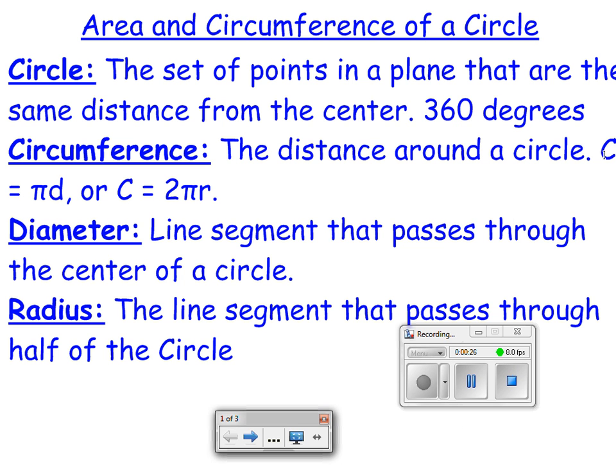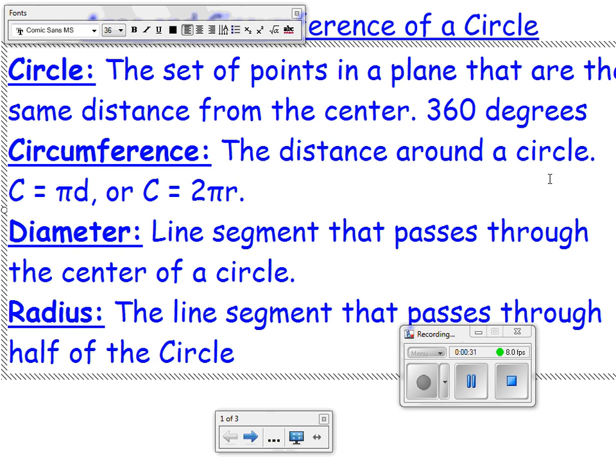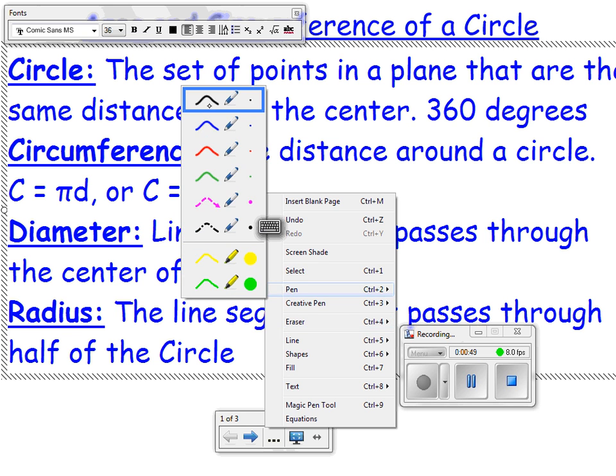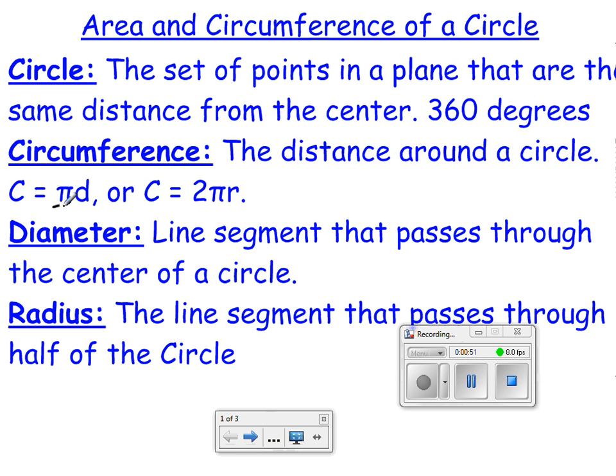And this is the formula right here. C equals pi d, which is pi times the diameter. Most of the time we'll be using the approximation of pi, 3.14. A lot of times on the CRCT or any other type of test you take, it's multiple choice. Sometimes you just use 3 for pi.